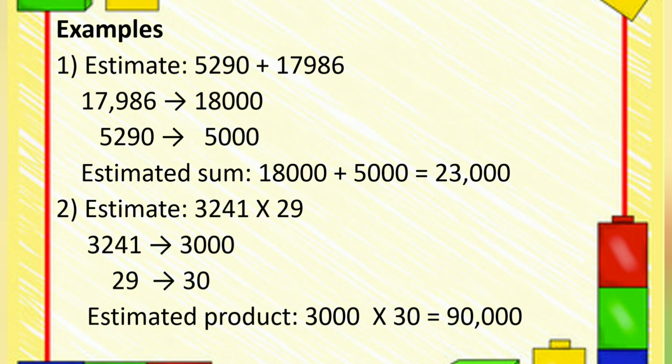2. Estimate 3,241 multiplied by 29. 3,241 is rounded off to 3,000 and 29 is rounded off to 30. So estimated product is 3,000 multiplied by 30, that is 90,000.